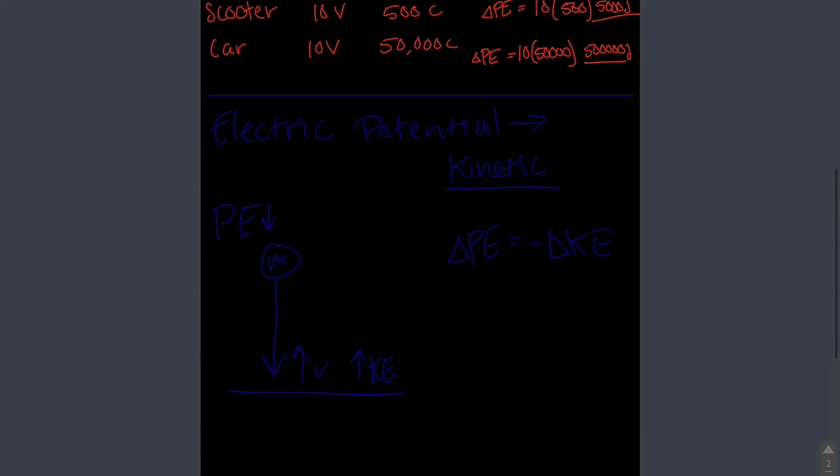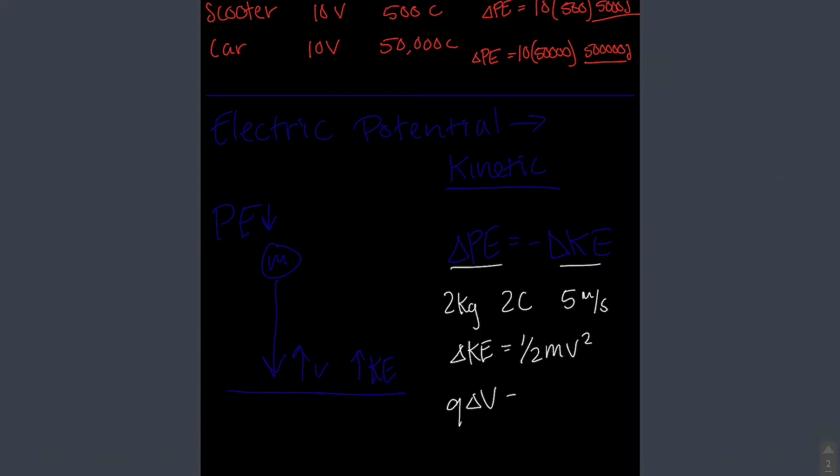Let's do an example problem. So you have a 2 kilogram charge with 2 coulombs and moving at 5 meters per second. So we know that the change in kinetic energy is equal to 1/2 mv squared. So if we relate to the equation above, we get change in potential energy equals Q times change in electric potential equals negative 1/2 mv squared.